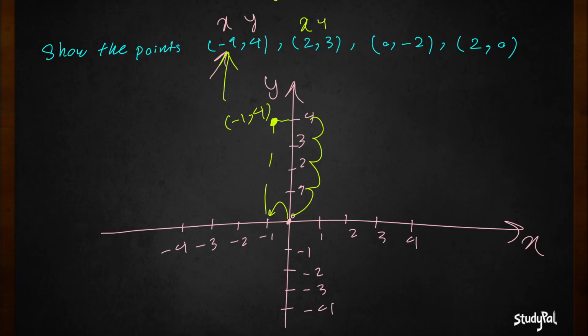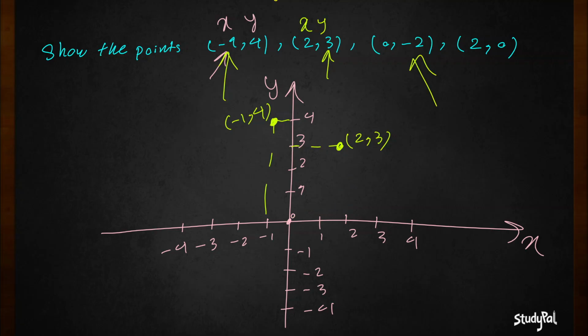The second one says go 2 steps to the right and 3 steps up. So you end up with this coordinate. It is 2 and 3.